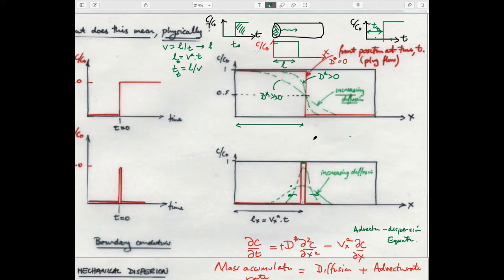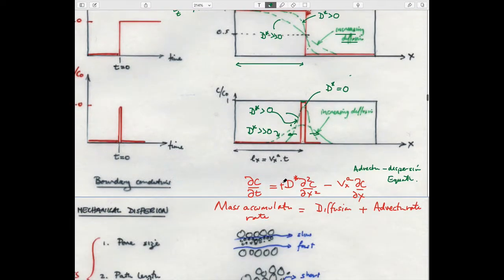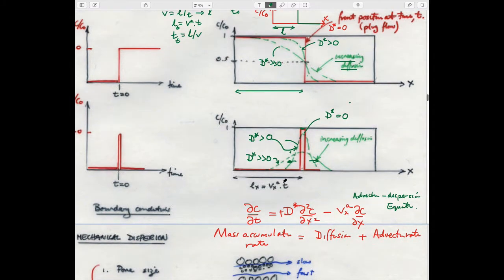And so, again, this would be d star equals 0. This would be d star greater than 0. And this would be d star much greater than 0 in this one. Right? Those three. And so that's physically what this expression represents. And so that's all we need to know, I think, for now. We know we can use these equations, don't need to derive them, need to understand what the terms are.